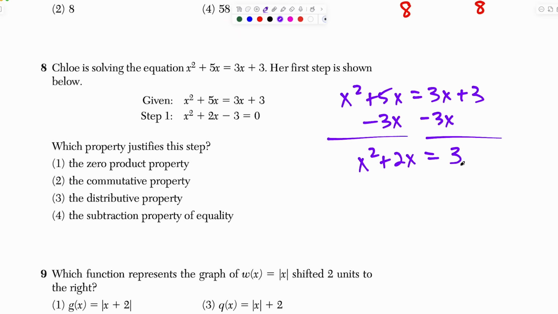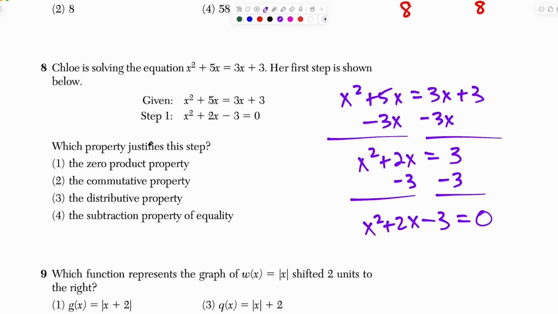And then from here, Chloe did minus 3, minus 3. I mean, she did this all at once. You can do minus 3x, minus 3 all in one step, but I'm just breaking this down in pieces so it's easier to understand. But let's think about, in words, what did Chloe do each time? She subtracted equal quantities on both sides of the equation, which is allowed.